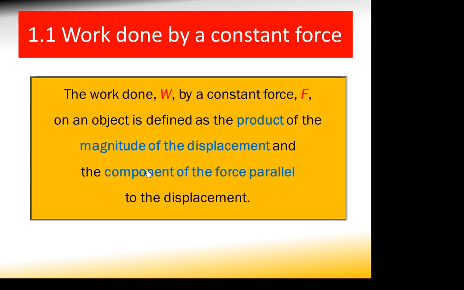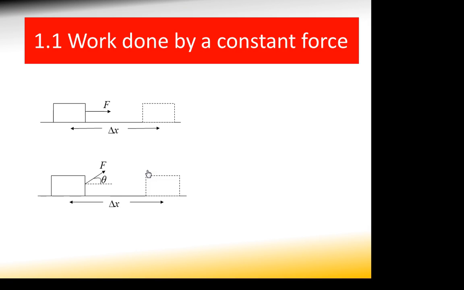As per all physics lectures, when we introduce a new topic, we will give you a definition. This is work done by a constant force. You already know that the work done is force multiplied by distance. The key words here are the magnitude of the displacement and the component of the force parallel to that displacement. In this example, work done is force and distance, very easy. In this example, the force is at an angle to the displacement. How many of you have seen the second picture before in secondary school?